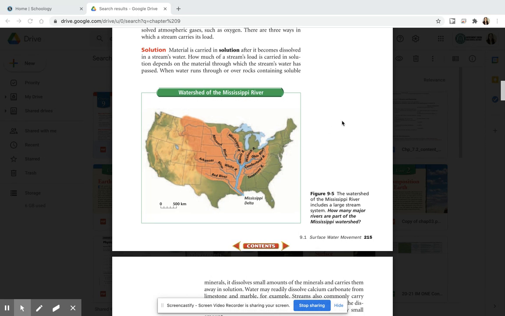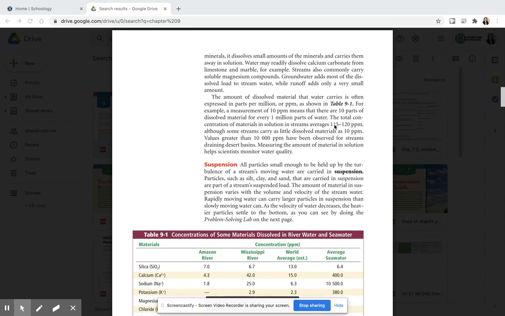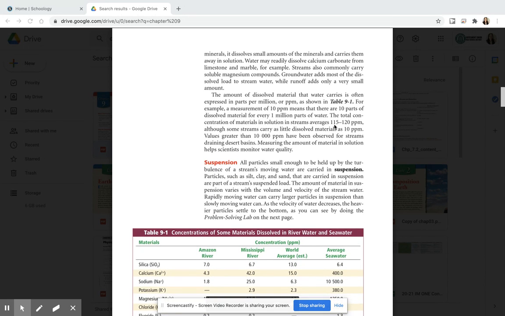How much of the stream's load is carried in solution depends on the material through which the stream's water has passed. When water runs through or over rocks containing soluble minerals, it dissolves small amounts of minerals and carries them away in solution. Water may readily dissolve calcium carbonate from limestone and marble, for example. Streams also commonly carry soluble magnesium compounds. Groundwater adds most of the dissolved load to stream water, while runoff adds only a very small amount.